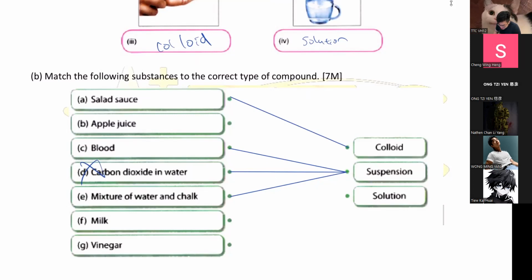Milk is a colloid, right? And vinegar is definitely a solution because it's an acid. So apple juice, yeah, that's why apple juice is brown. So you see, it's not really a solution. So it's a colloid, I guess.